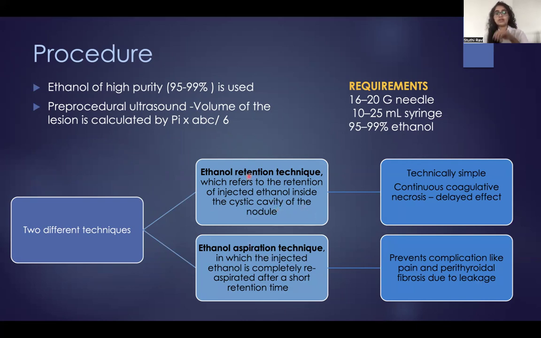The first one, the ethanol retention technique, which refers to retention of the injected ethanol inside the cystic cavity of the nodule. This is technically simple, and a continuous coagulative necrosis may be seen, which causes a delayed effect and reduction in size. Second one is ethanol aspiration technique, in which the injected ethanol is completely re-aspirated after a short time. This prevents complications like pain and perithyroidal fibrosis due to leakage of ethanol.